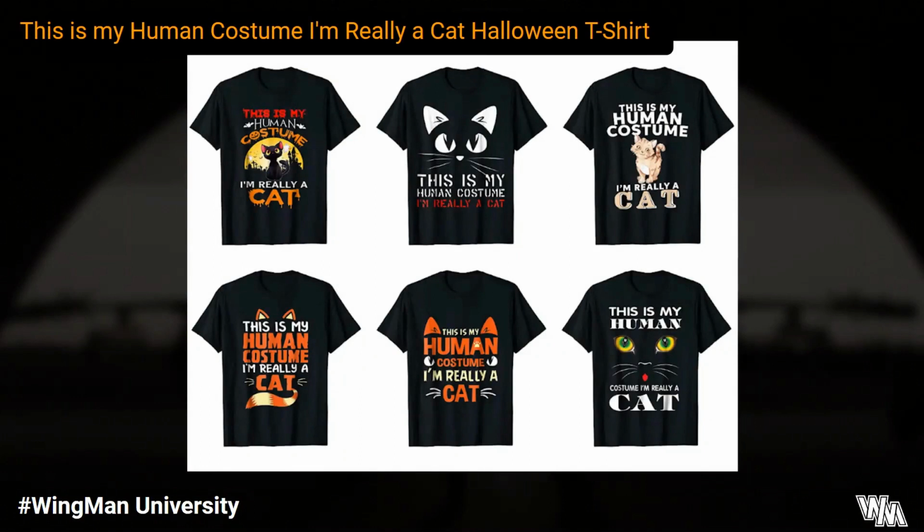We take a look at this next landing zone. This is my human costume, I'm really a cat Halloween t-shirt. First, we can see that the keyword phrase is much longer, and it's actually pointing to a more specific type of shirt. So if we take a look at these shirts, you can see that all of them are actually using the saying and more similar colors.